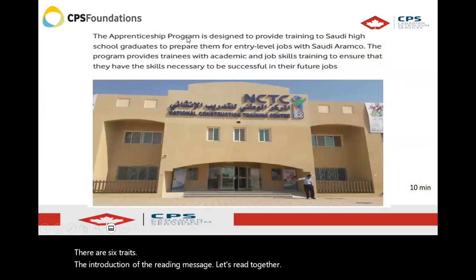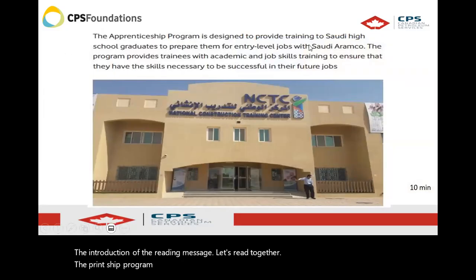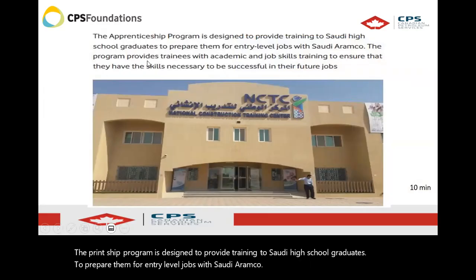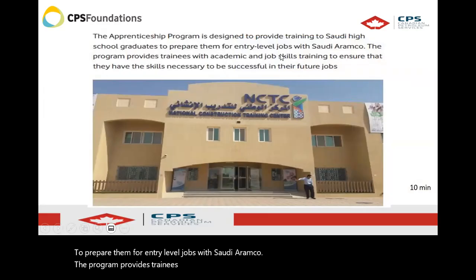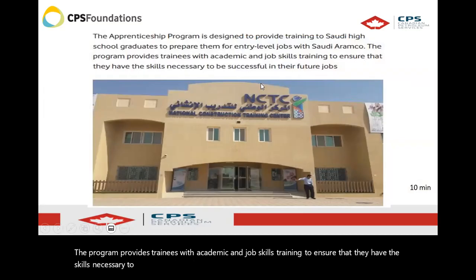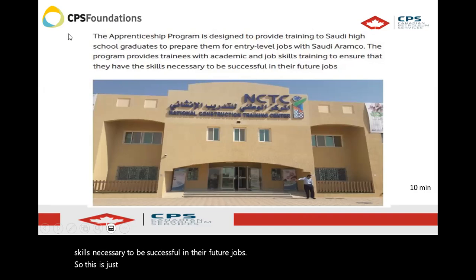The apprenticeship program is designed to provide training to Saudi high school graduates to prepare them for entry-level jobs with Saudi Aramco. The program provides trainees with academic and job skills training to ensure that they have the skills necessary to be successful in their future jobs. So this is just an introduction for the following reading passage, for which we will have some questions to answer.